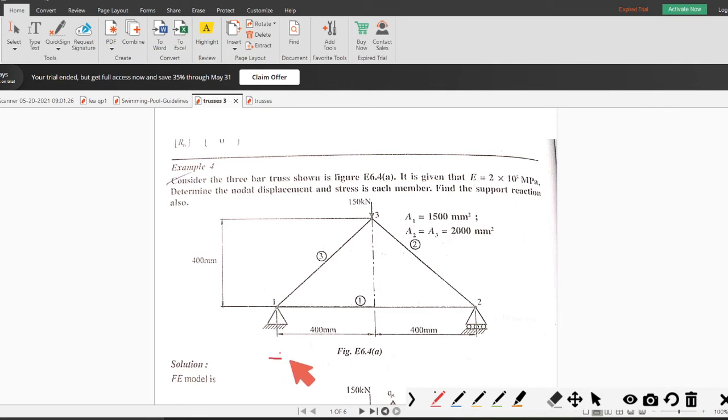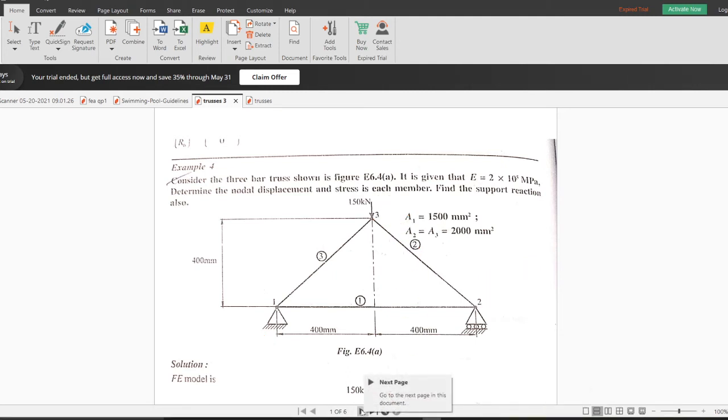F1 is 0. What is F2? 0, sir. What is F3? 0. What is F4? 0, sir. What is F5? 0. What is F6? Minus 1. Minus 1. Good. Correct now? Okay. So next, apply the boundary condition.